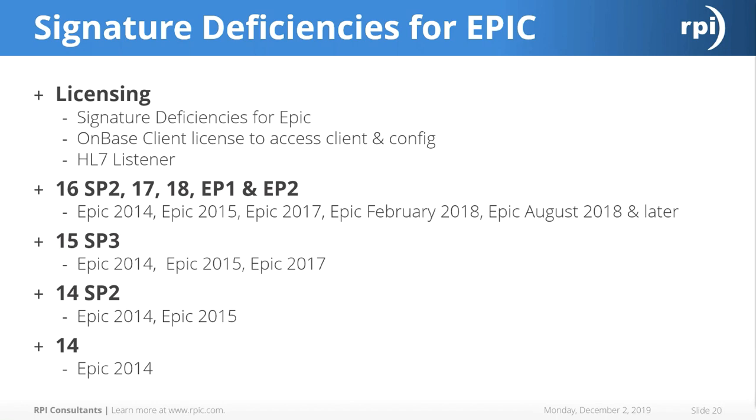There's a couple things to consider when using the signature deficiencies for Epic. As of OnBase 18, there are new setting controls for the sending of HL7 messages to Epic when deficiencies are created or addressed. So you definitely want to look at those settings, which are available in the HL7 tab in the medical system settings.